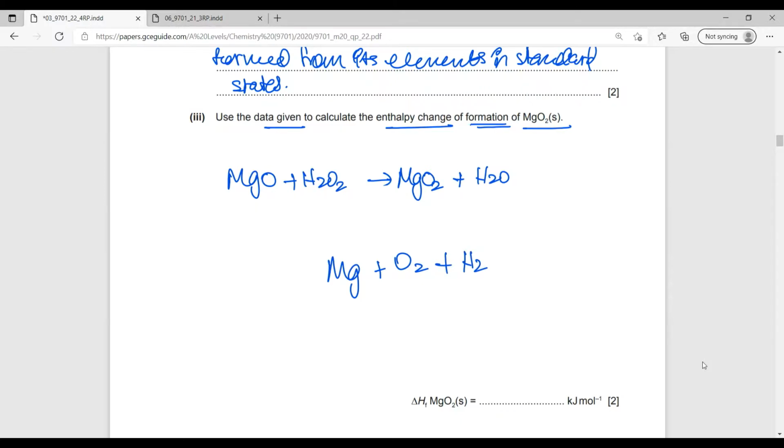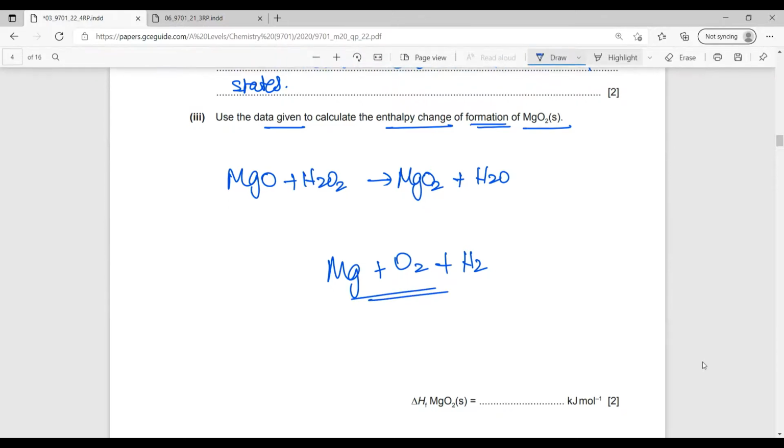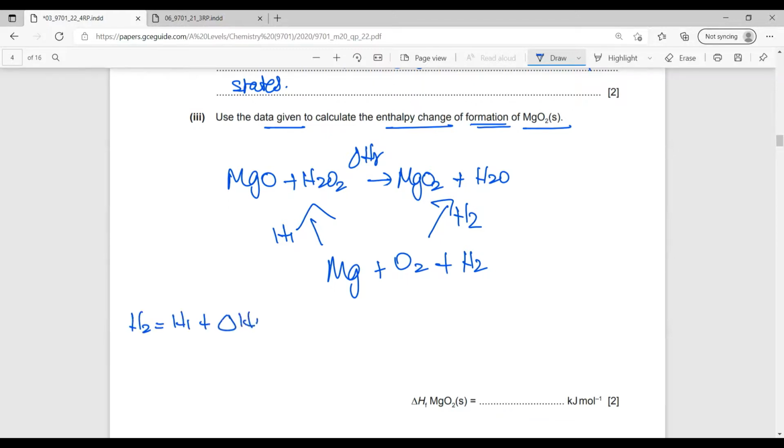Now they don't usually give marks for drawing the cycle, so you don't really have to balance the elemental part out, but sometimes they do give marks for the cycle. That's when you do have to balance the elemental parts out. So in this case they're not giving marks for the cycle, so I will just leave the elemental parts as it is. So this is H2, this is H1, and this is delta HR, right? So delta HR is 96, and what are we supposed to find? MgO2. MgO2 is on the H2 side, so H2 is equal to H1 plus delta HR.